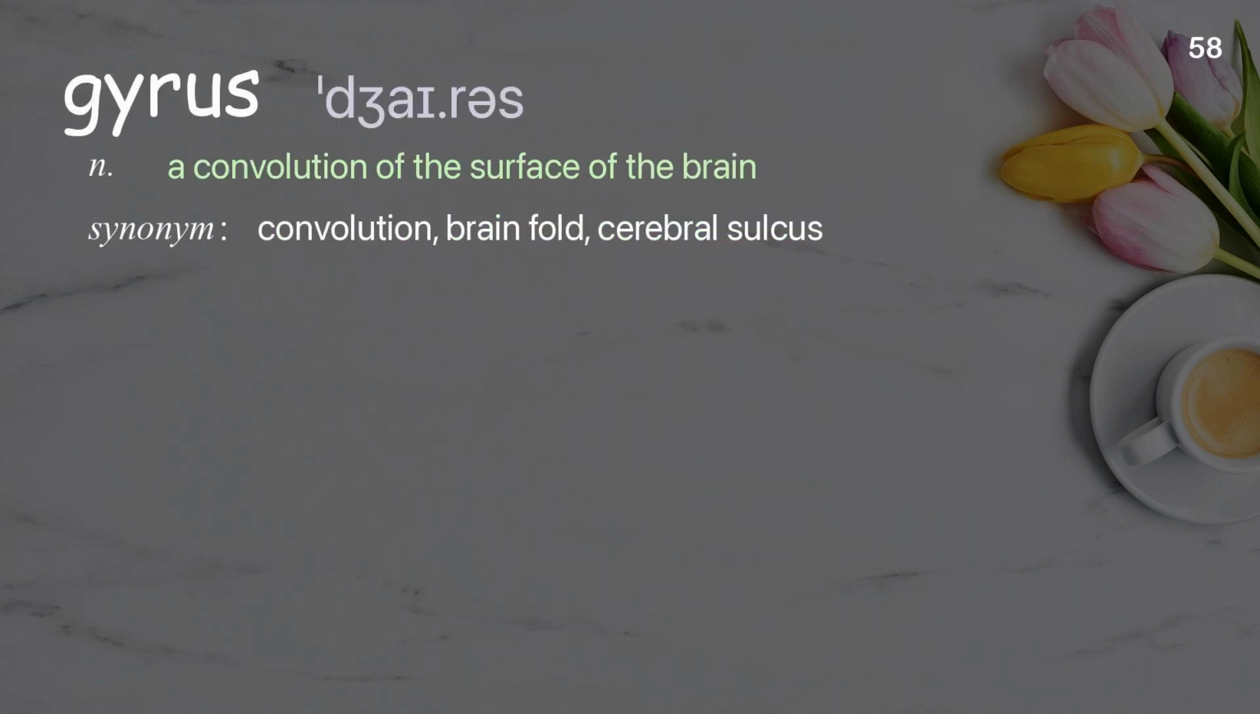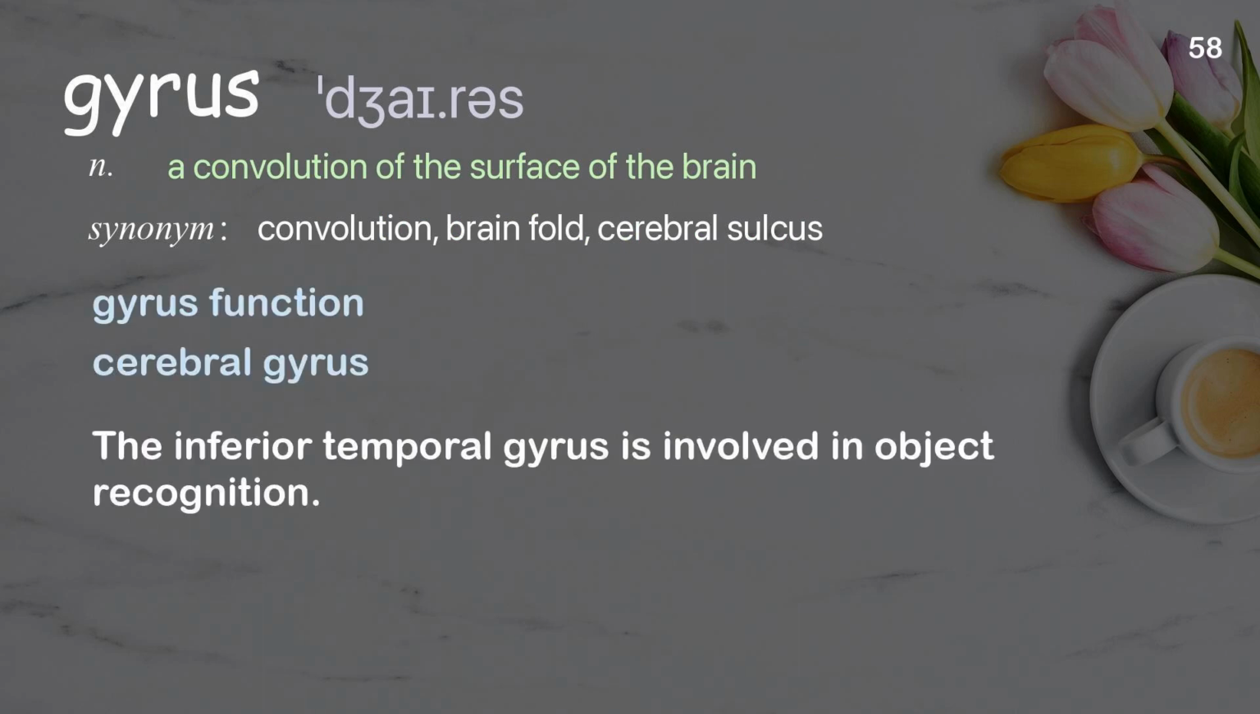Gyrus: a convolution of the surface of the brain. Examples: gyrus function, cerebral gyrus. The inferior temporal gyrus is involved in object recognition.